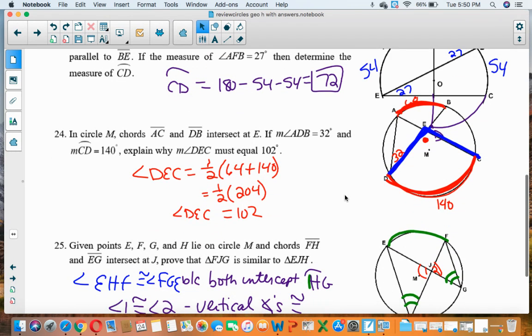24, the rule is anytime you have an angle inside the circle, it's 1/2 the sum of the arcs. So it's just going to be 1/2 of 64 plus 140. The problem, I guess, is that you didn't have this 64 right here. So this arc that says 64 got a little smushed in there. This angle they told me in the given is 32. That's why that arc was 64.